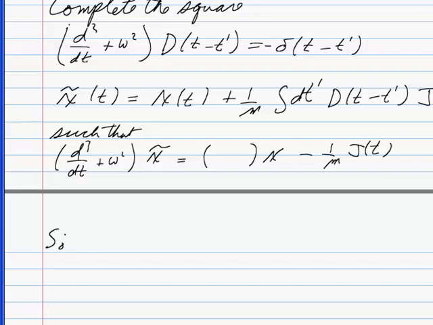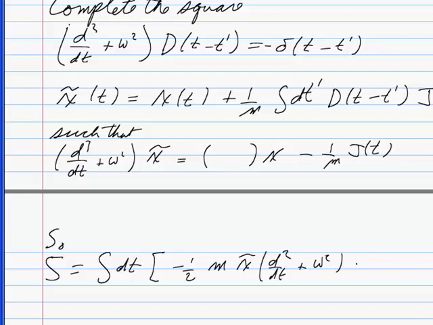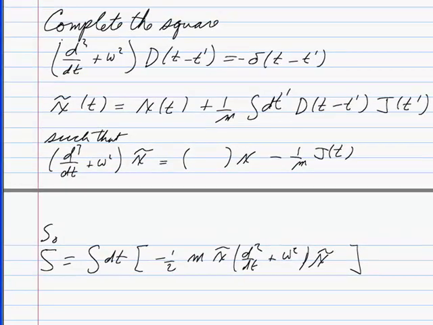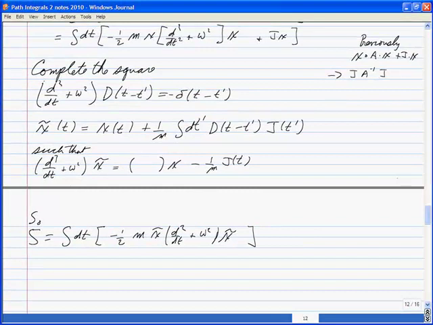So F, the action that we had there before, can be written in terms of x twiddle, minus 1/2 m x twiddle, d by dt squared plus omega squared, x twiddle. Okay. So if I do that, I get the x pieces unchanged. I get the j dot x pieces here from just doing this. So the j dot x pieces come out unchanged.